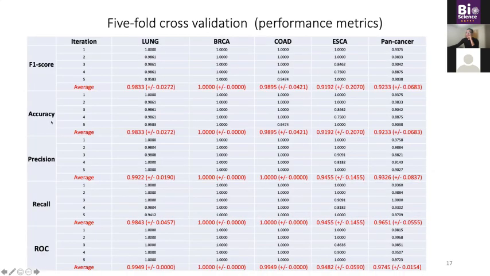So this table gives you the overall performance scores for our model in different cancer types. We did lung, breast, colon cancer, esophagus, and we also did this analysis in pan-cancer. In the pan-cancer analysis, we combined 12 different cancer types.